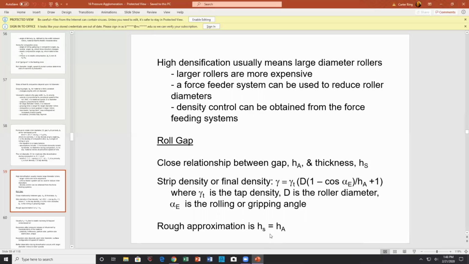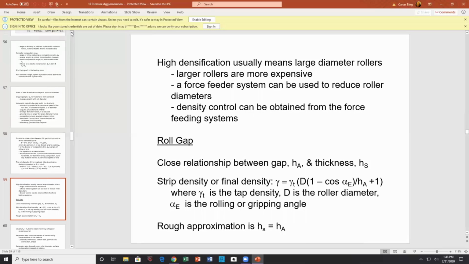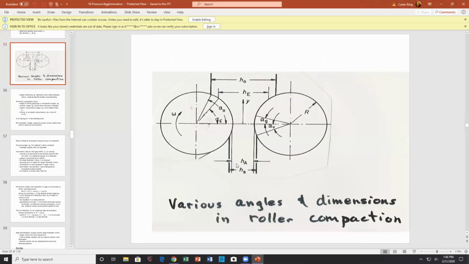Roll gap. First thing you want to recognize is rough approximation is HS equals HA, right? If you go back and figure out what HA is and HS, they're very much down here. And there's very little elastic spring back. Okay.